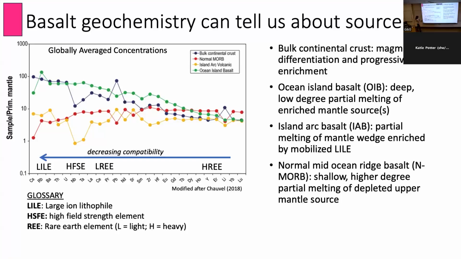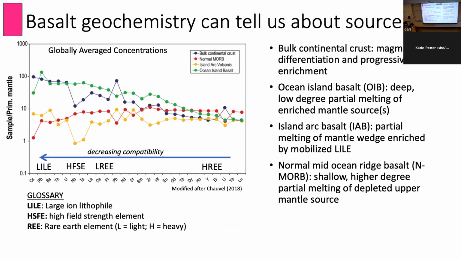And then the fourth category, mid-ocean ridge basalts, these are a product of shallow, high degree partial melts of the upper mantle. So they're almost uniformly depleted in our incompatible elements. And these are what are produced at locations like the Mid-Atlantic Ridge today.